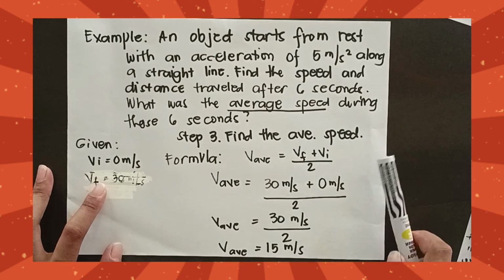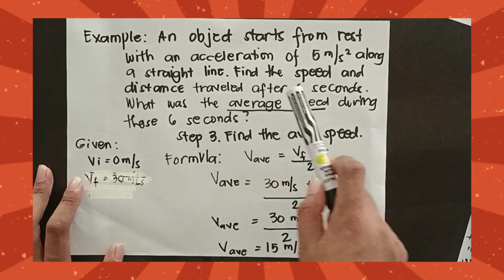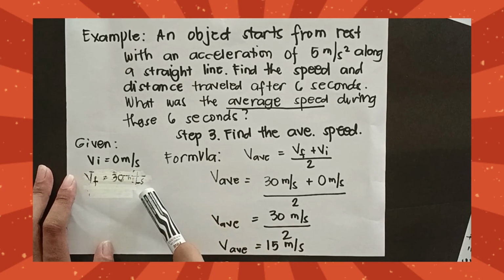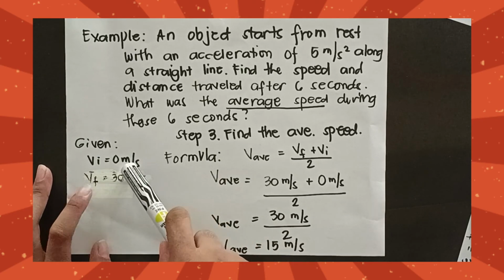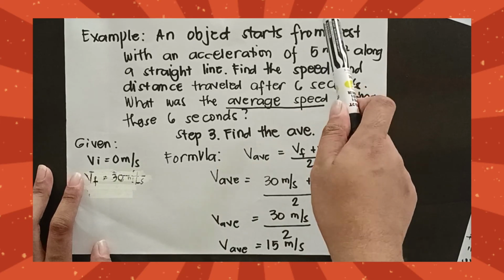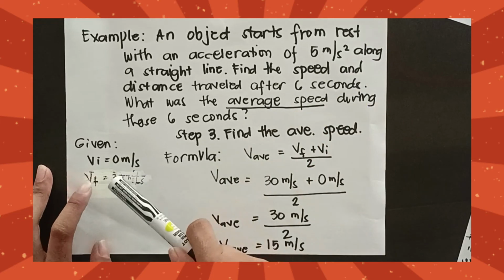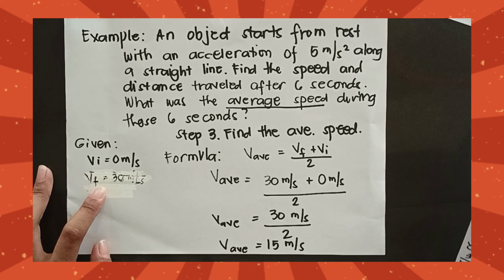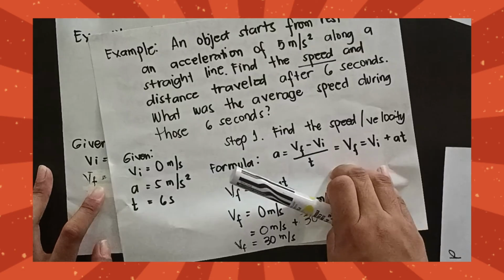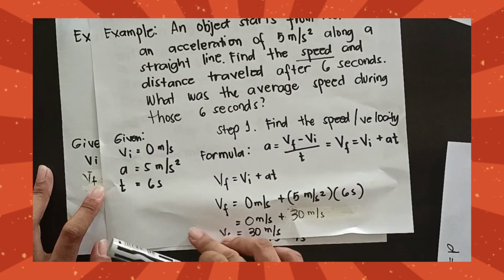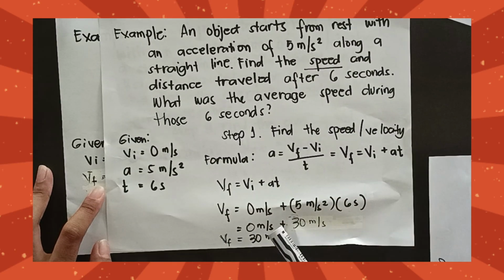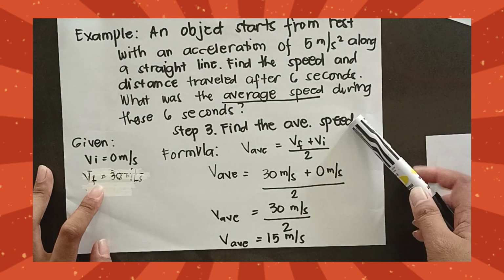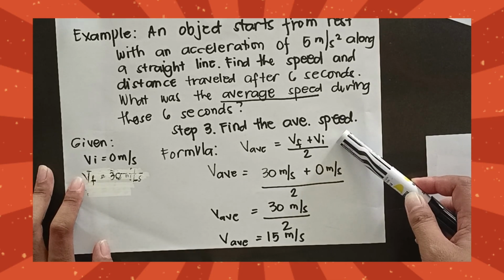Then, lastly, ang hinahanap po natin dito, what was the average speed during those 6 seconds? So, ang given natin ay meron na tayong initial velocity, which is the 0. And ang final velocity natin ay 30 meters per second, which is nakuha natin dun sa ating unang equation. Okay, ito po yan. So, ano ba yung average speed natin or the average velocity of the moving object?